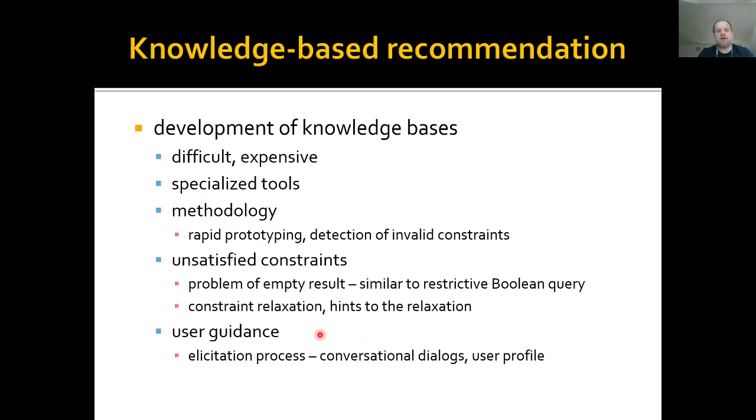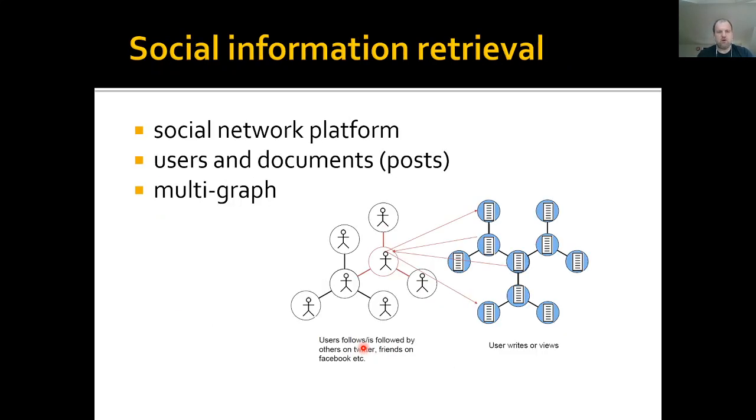And last but not least, the user needs some guidance in the recommendation process, some elicitation process, some dialogues with the users based on the user profile, also some recommendation, and so on. So this is a much more complex process of recommendation. Okay, these were the 3 categories of recommending methods, and now we skip to social information retrieval.